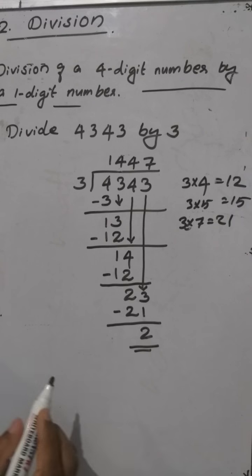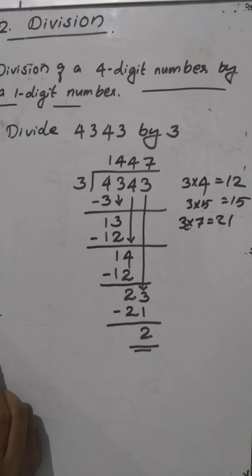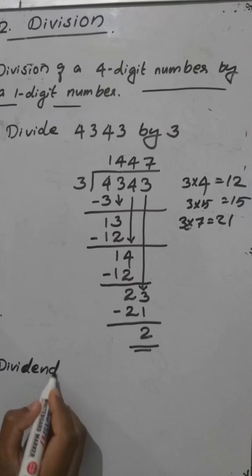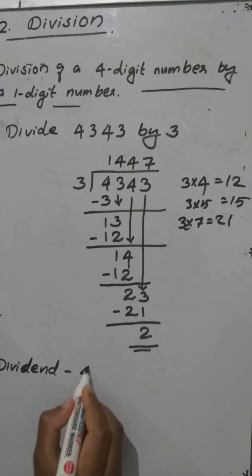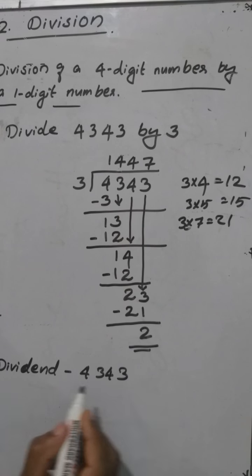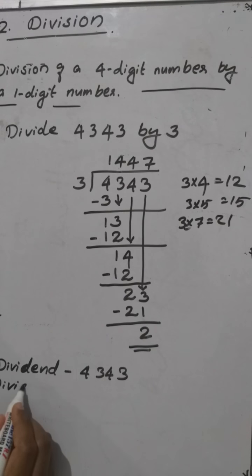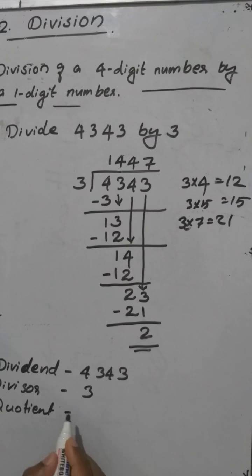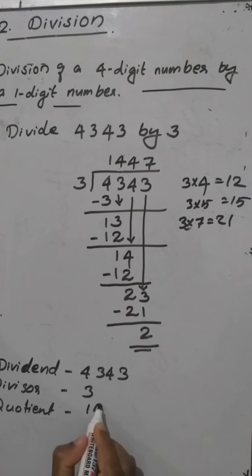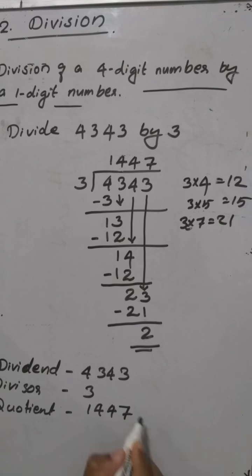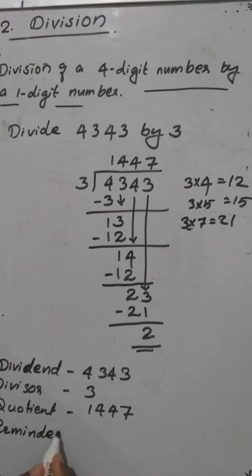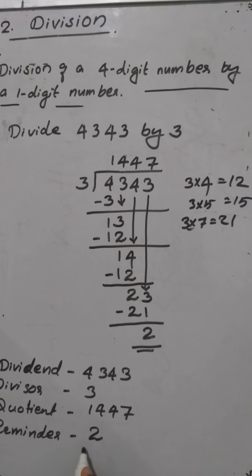Now you can write here: dividend 4343, divisor 3, quotient. What is the quotient we got? 1447. Remainder 2.